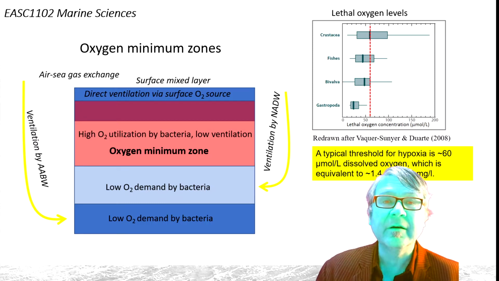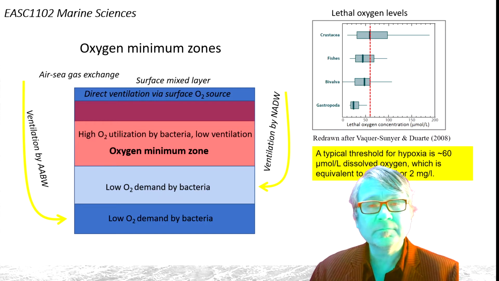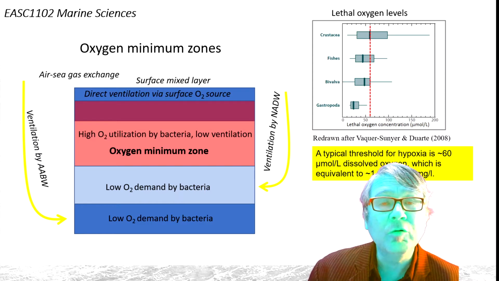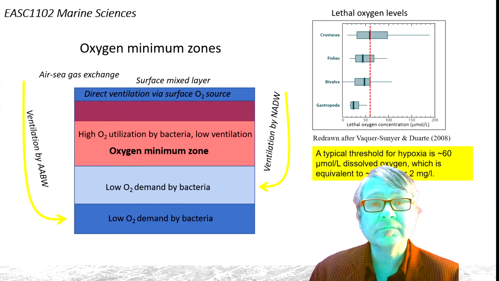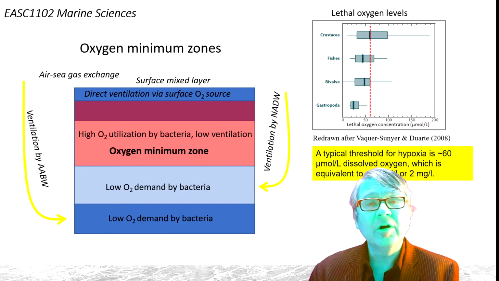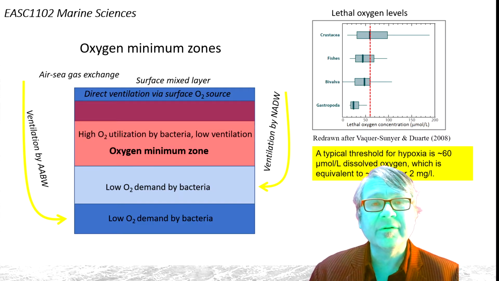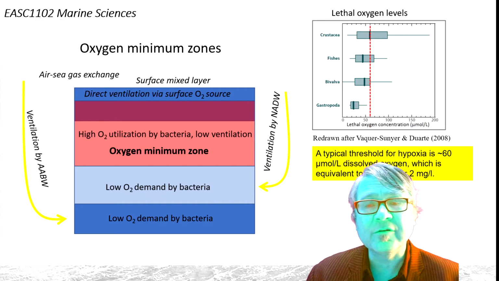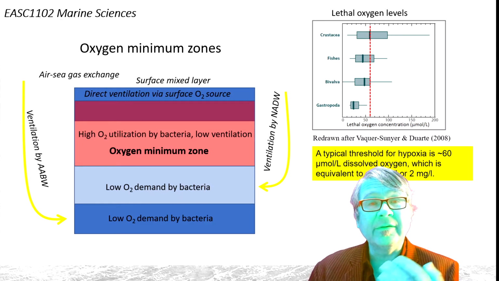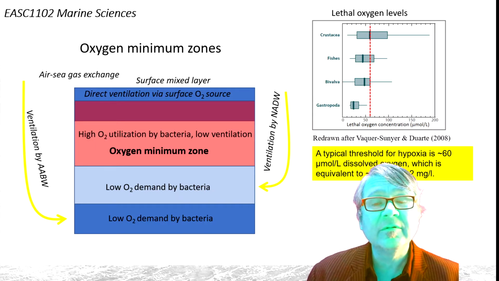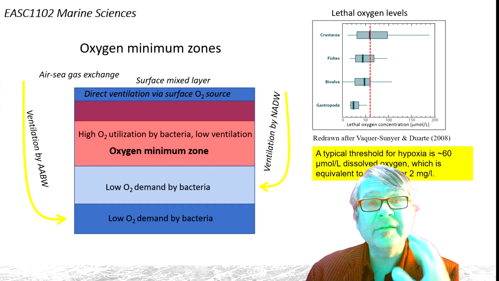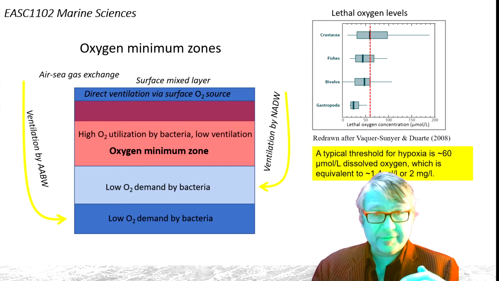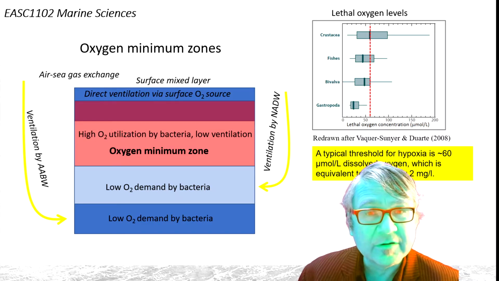So how do you create an oxygen minimum zone in the ocean? Okay, so in the ocean interior, there is no source of oxygen. The only source of oxygen comes from air-sea exchange, gas exchange, plus photosynthesis in the euphotic zone. And this we can call direct ventilation in the surface layers. All right, so that's the primary source of oxygen.